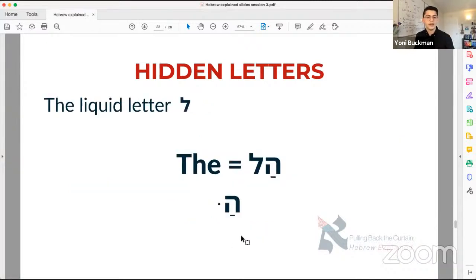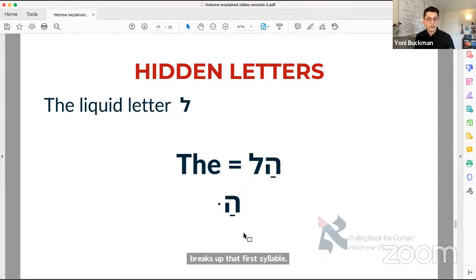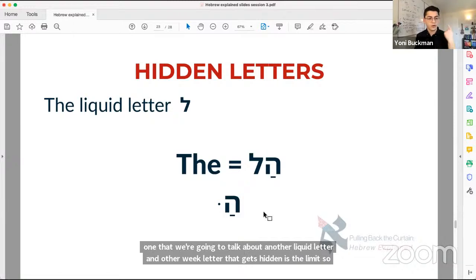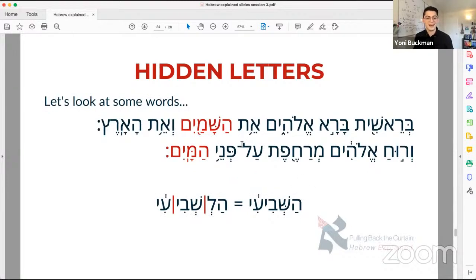Here we go. Now, the next one that we're going to talk about, another liquid letter, another weak letter that gets hidden, is the lamed. So everybody who's learned Hebrew knows that ha means "the." Ha sefer, the book, right? Archaically, the word "the" was hal. But the lamed disappeared. The lamed got lost because it's just a letter that would get confused in your mouth. And so when we have the prefix "the" in a Hebrew word, you'll see a ha and then a dagesh chazak in the next letter. So here we go. We got hashamayim back.